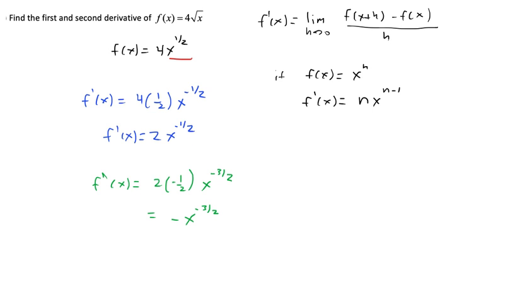Now once again, yes, we should rewrite this without negative exponents, so we get 2 over x to the 1/2 power. And then for this one, we get negative 1 over x to the 3/2 power.